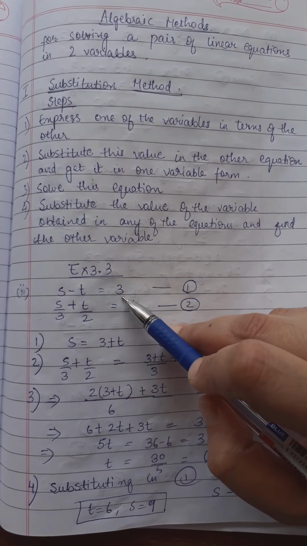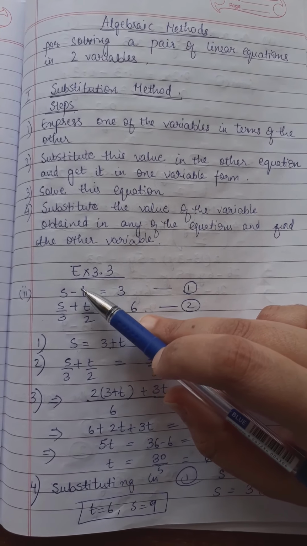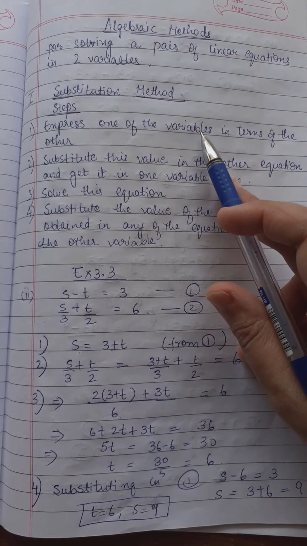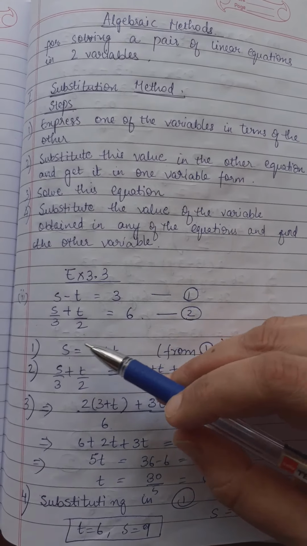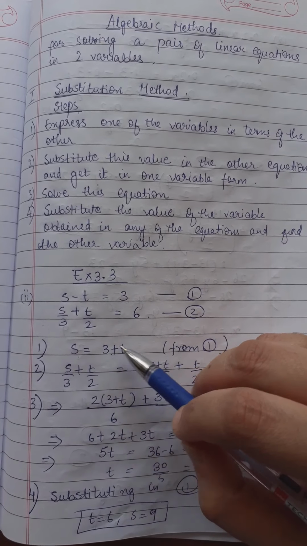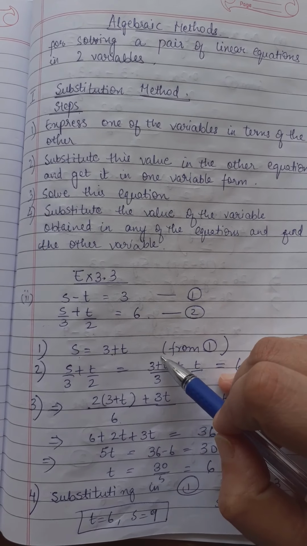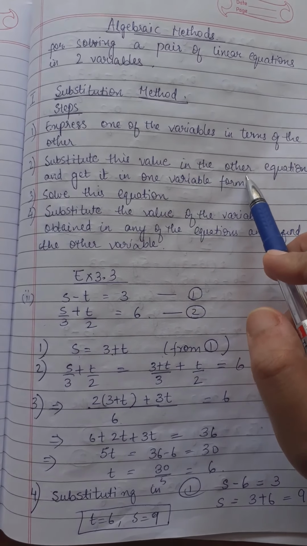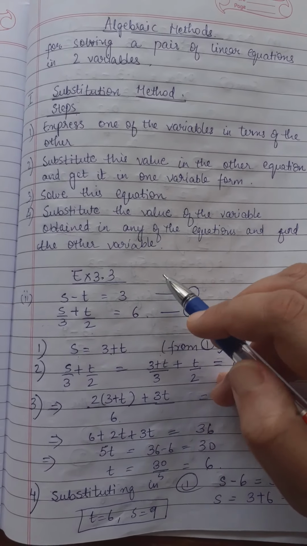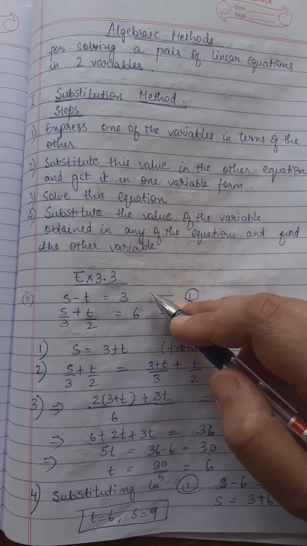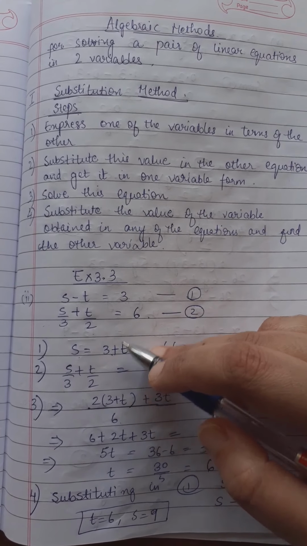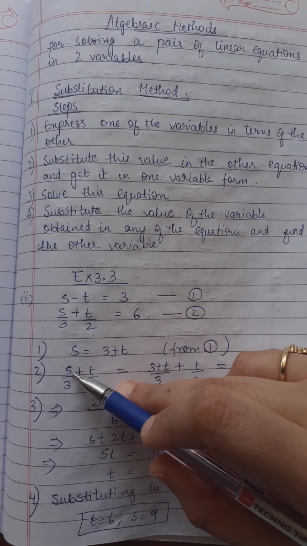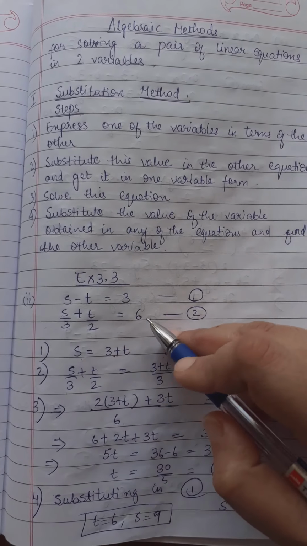So from one of the equations you find the value of one variable in terms of the other variable. That is step number 1, so we have done step number 1 here: s is equal to 3 plus t. The second step is to substitute this value in the other equation. That means if I have found the value of s from equation 1, then substitution will be done in equation 2. The second equation is s by 3 plus t by 2 equal to 6.